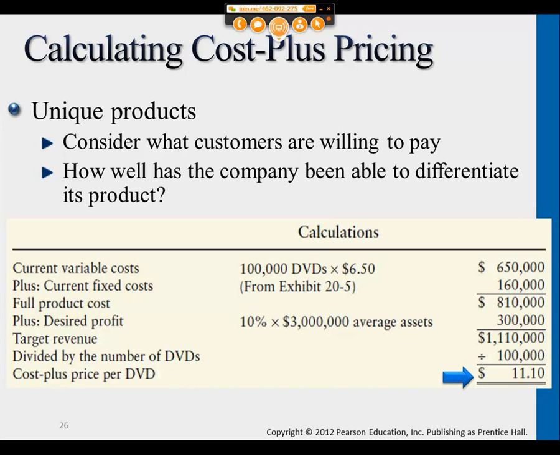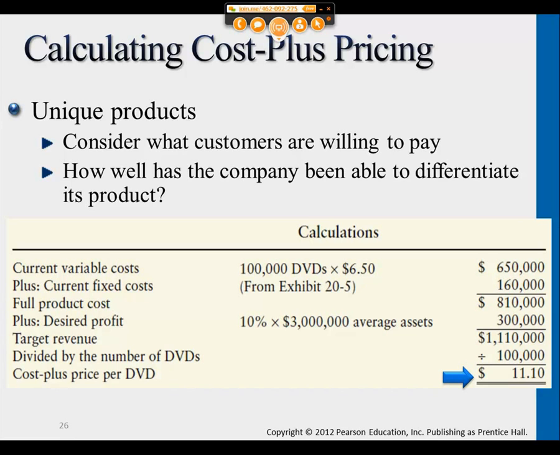So let's look at the calculations. We have current variable costs. We know how to calculate that: it's the number of DVDs times the variable cost of each. We add current fixed costs, and that way we calculate the full product cost. We also add the desired profit. We are price setters, so we're going to say we want 10% on top of that, of the average assets. That's how we'll calculate our profit.